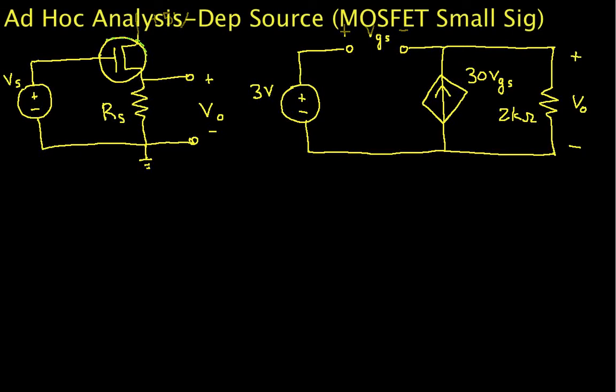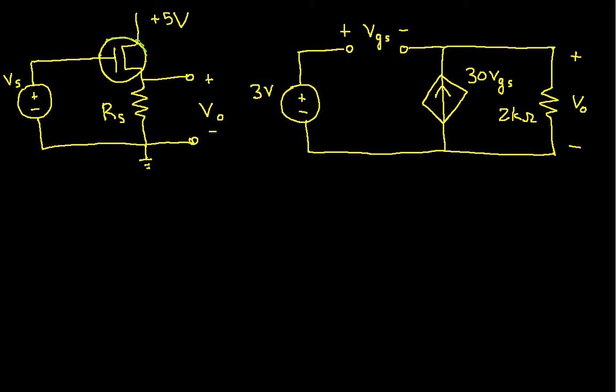Welcome to this video in which we will demonstrate how to do ad hoc circuit analysis with a circuit that has a dependent source. The circuit that we will analyze will be a small signal model for a MOSFET amplifier.